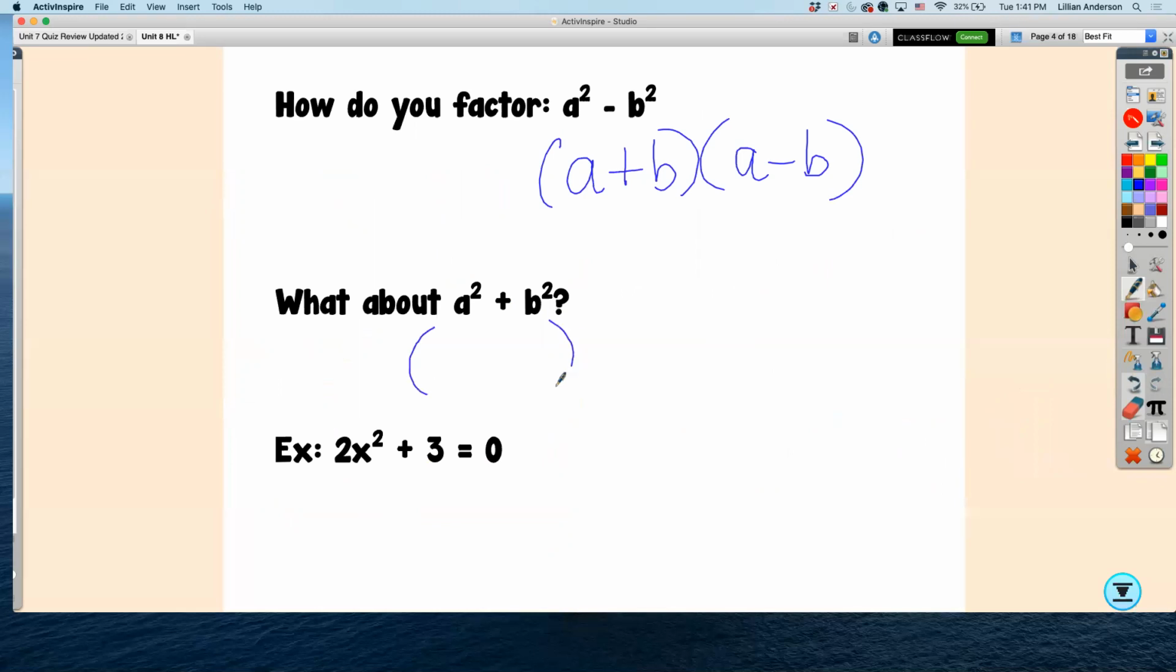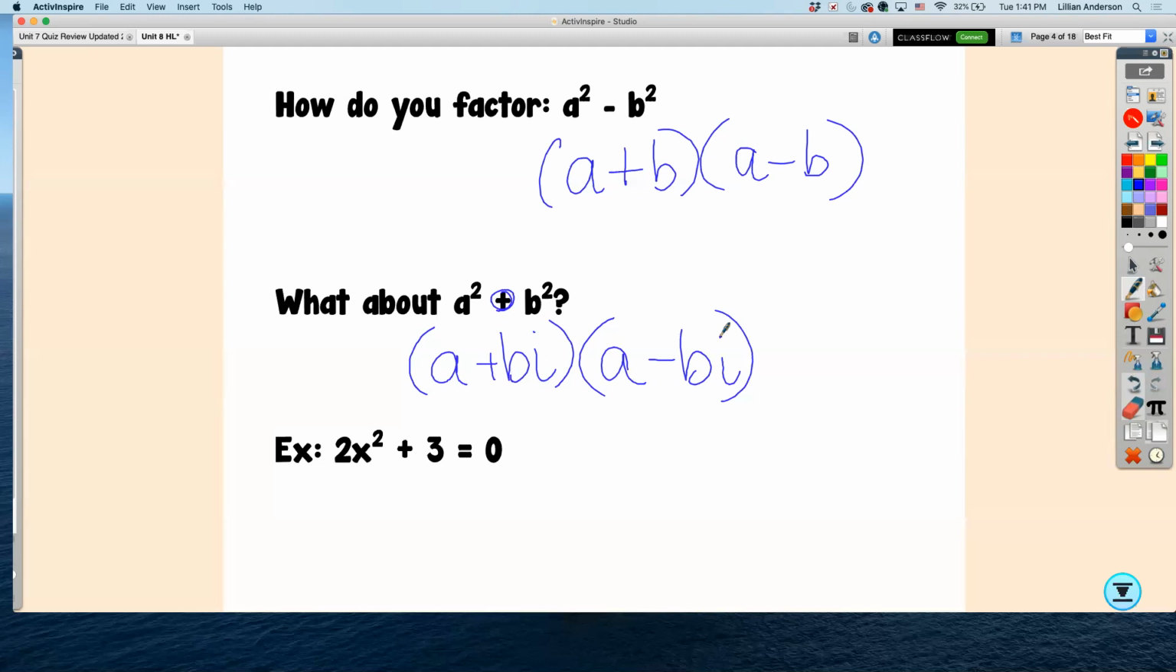It involves imaginary numbers very similarly. One's a plus, one's a minus, but this time, since it's a sum, you know you're going to end up with an imaginary number. So it's actually a plus bi and a minus bi. That's actually how you factor the sum of two squares.